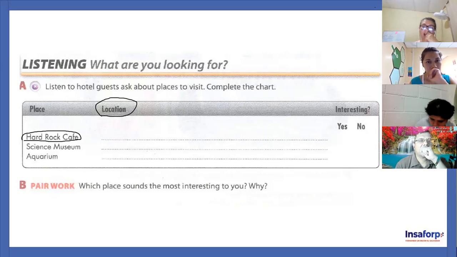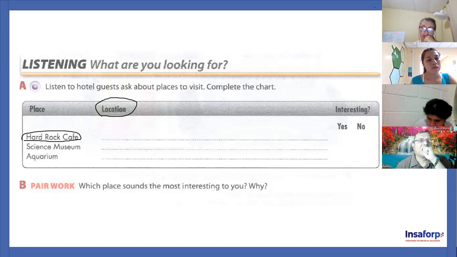And where is the Science Museum? Well, that's near City Hall. Near City Hall, okay. I know where that is. And what's the museum like? Actually, it's not very good. It's small, and there isn't a lot to see there. It's really for young kids. Oh, then maybe we won't go there.